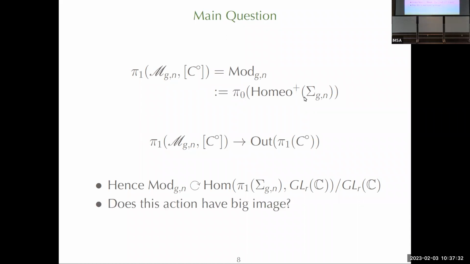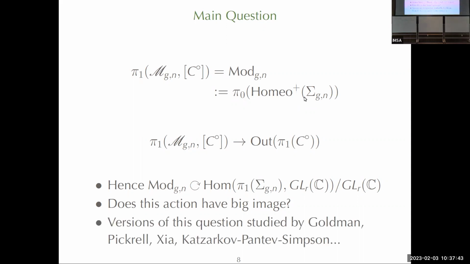So the big question I want to talk about is some variants of the following question. Does this action have big image? And there's a number of ways to formulate this precisely. I think much work on this has been done by Goldman, Pickrell, and Xia. So they formulated this big image question as saying that the action is ergodic with respect to some natural measure on the character variety, the space of representations. And they proved that in a number of settings, maybe if this general linear group is replaced by a unitary group. And then variants of this question have been studied also by Kisin, Pende, and Simpson in the case where you have a Lefschetz pencil. And they proved some kind of big image statements in that setting too.